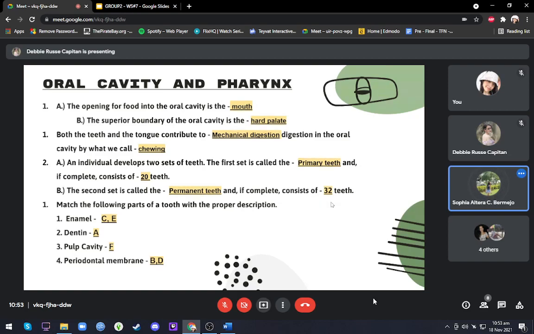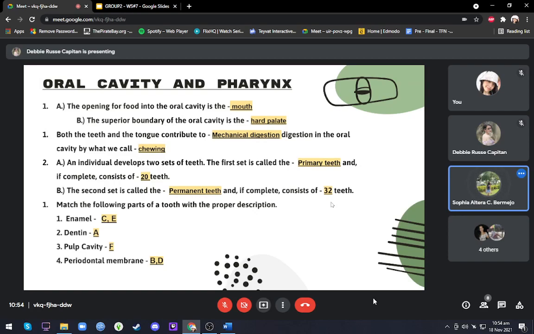Number 1, the opening for food into the oral cavity is the mouth. B, the superior boundary of the oral cavity is the hard palate. Number 1, both the teeth and tongue contribute to mechanical digestion in the oral cavity by what we call chewing.